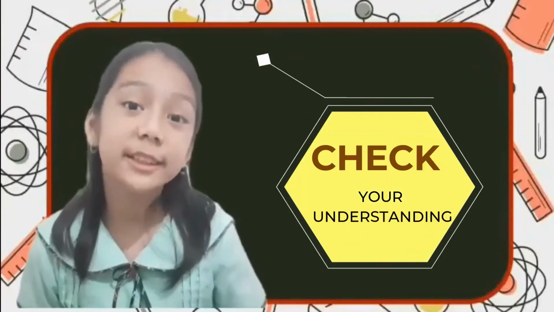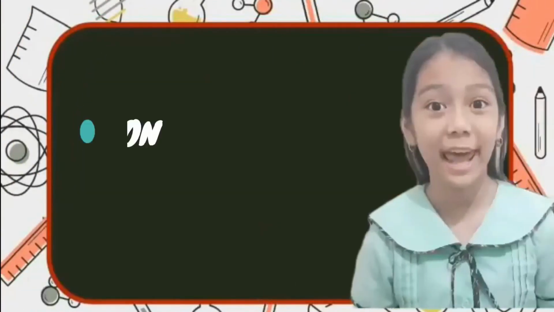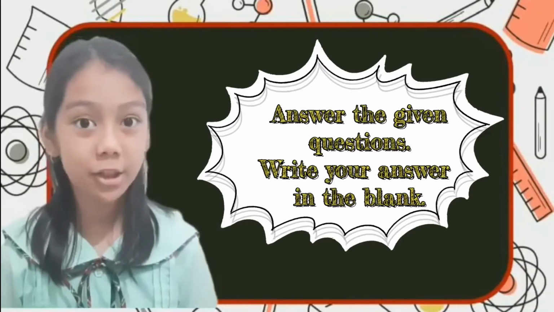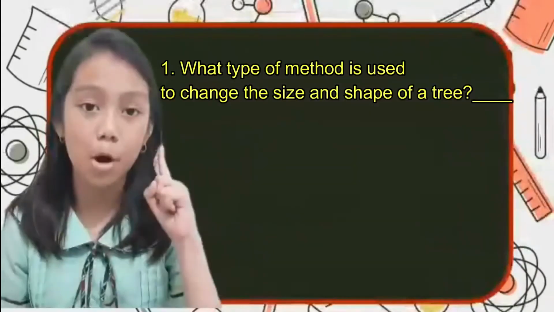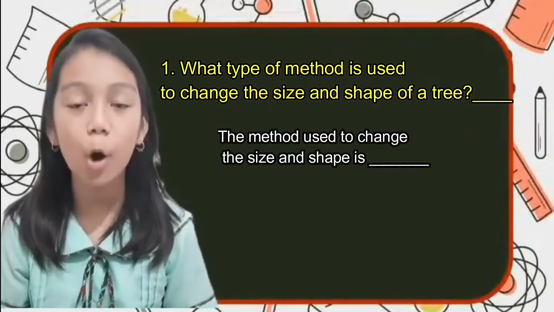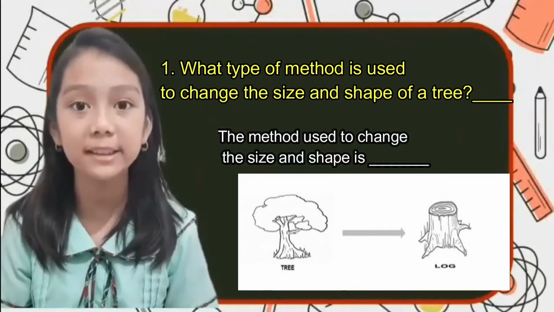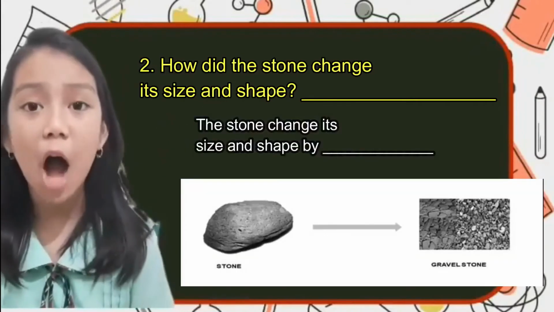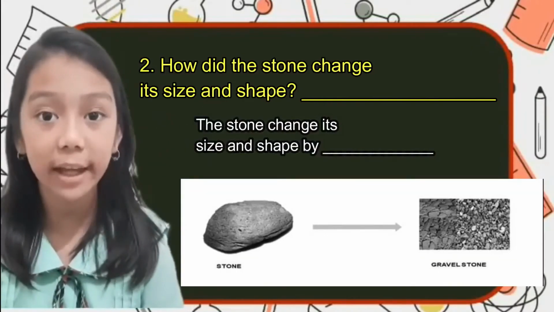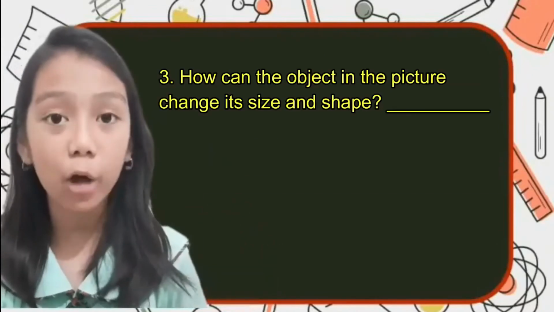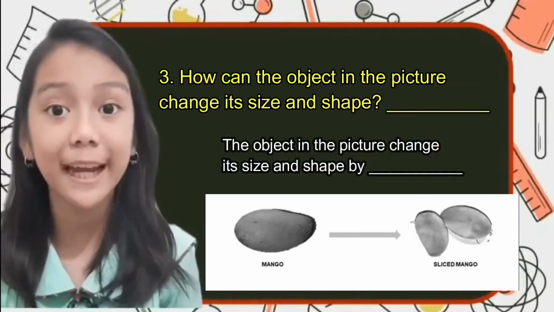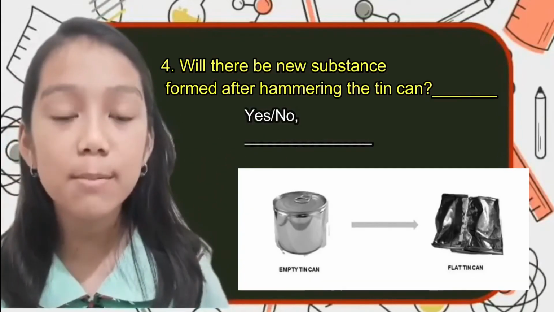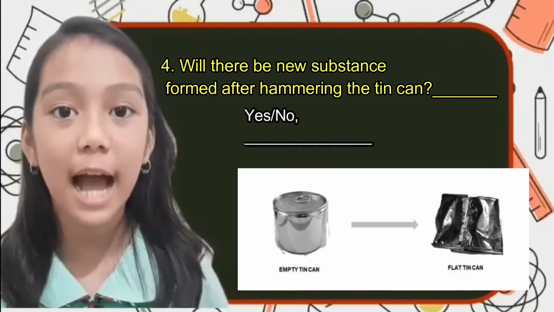Now it's time to check your understanding. Direction. Answer the given question. Write your answer in the blank. Number 1. What type of metal is used to change the size and shape of a tree? Number 2. How did the stone change its size and shape? Number 3. How can the object in the picture change its size and shape? Number 4. Will there be new substance formed after hammering the tin can?